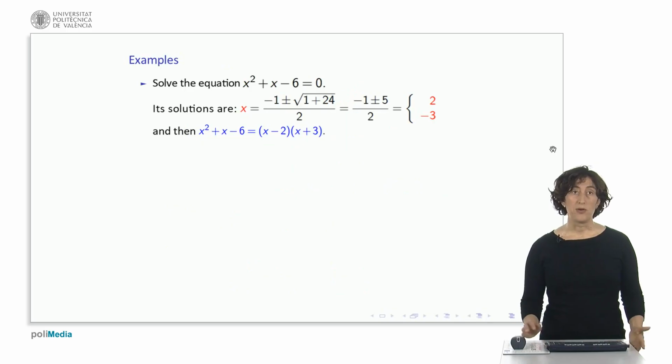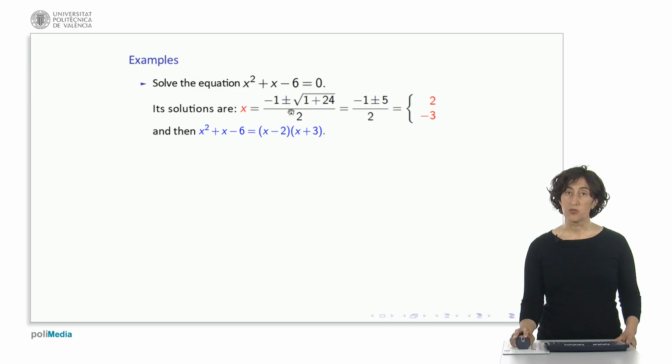For example, in this case, the equation x squared plus x minus 6 equals 0. By applying the formula that we have seen, it turns out that it has two roots, 2 and minus 3. Two real roots, since b squared minus 4ac is 25. That is to say, it is positive. Therefore, x squared plus x minus 6 can be described as (x minus 2) times (x plus 3), the two roots that have been found.